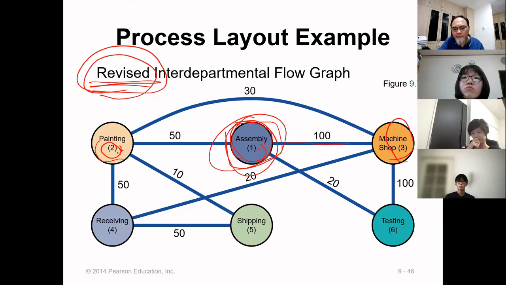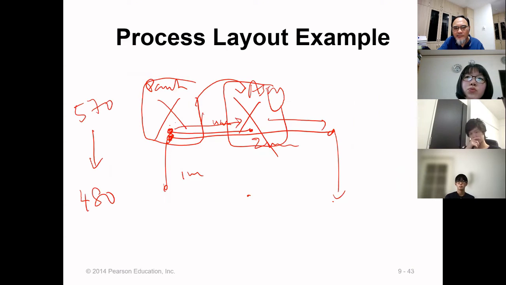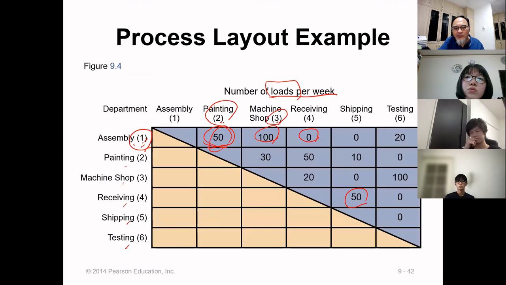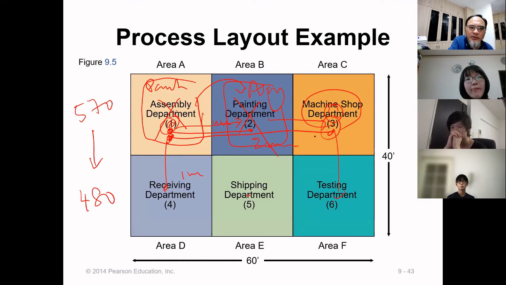If you put assembly beside machine shop, okay, initially when you put assembly here, away from machine shop, actually what it has done is reduce the cost between assembly and machine shop. 1 and 3. So currently, this is 1 and 3, how much flow? 1 and 3.